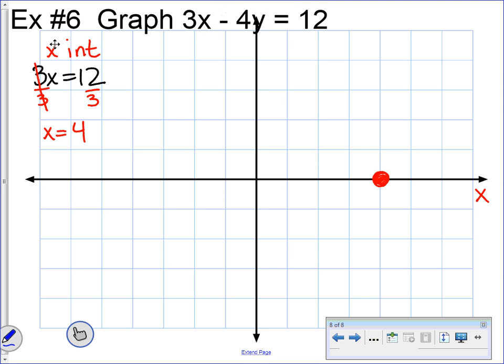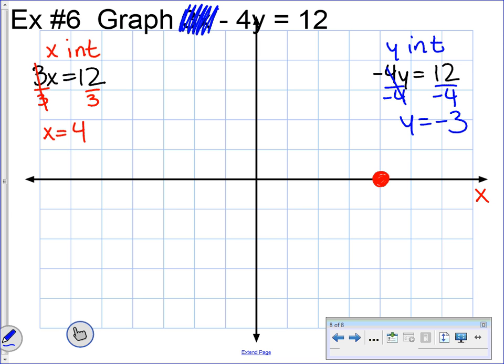Now move on to the y-intercept. So take the number that's in front of the y, which is going to be negative 4. Divide that negative 4 into the 12, and you'll get negative 3. So go down your y-axis to negative 3. Put a dot, and you can now connect the dots with a line. And that is how you graph and write equations in standard form.